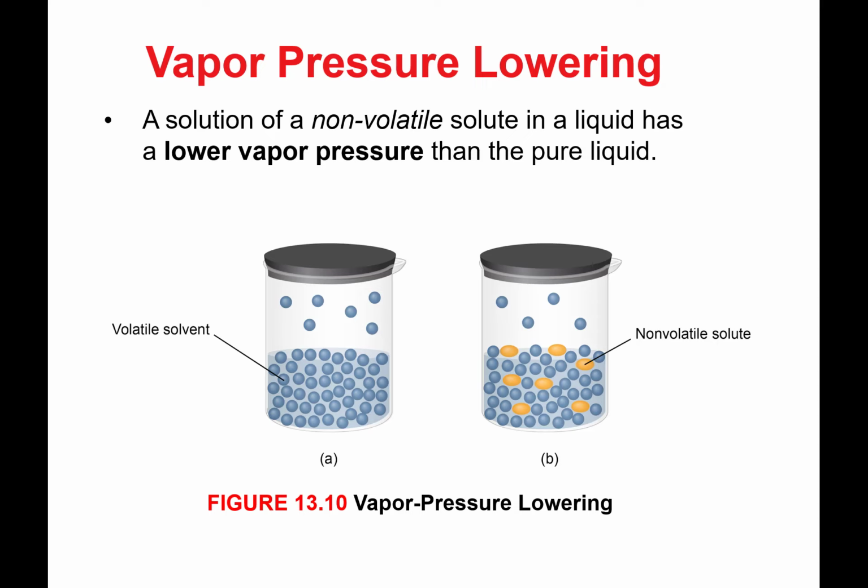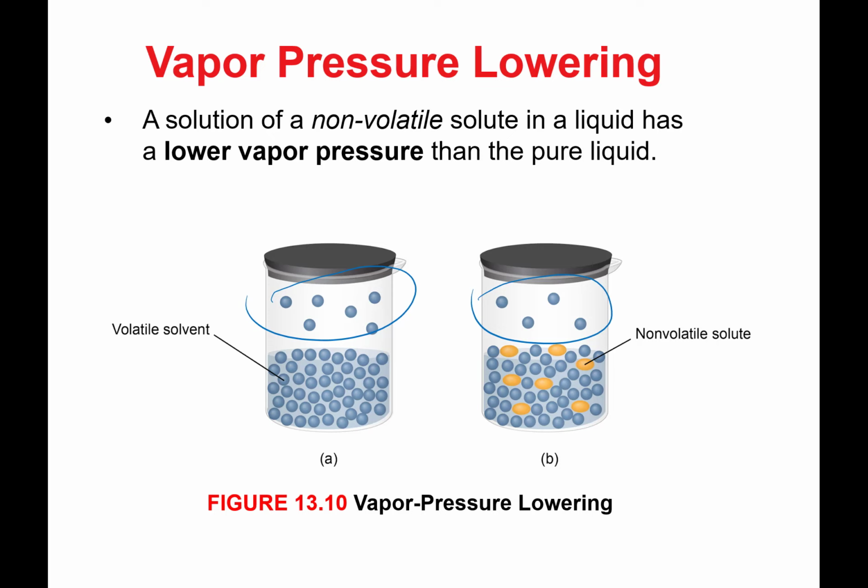Okay, so first of all, vapor pressure lowering. So we have learned about the concept of vapor pressure. That is, when you have a liquid in a sealed container at a certain temperature, there's going to be a certain amount of vapor above the liquid. What you find is that when you dissolve something in that liquid, the vapor pressure is lowered. So at the same temperature, there is less vapor above the liquid.